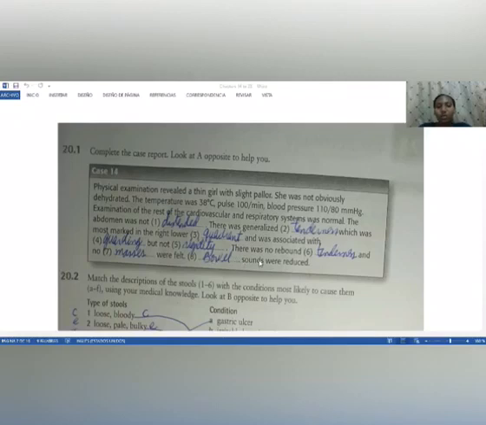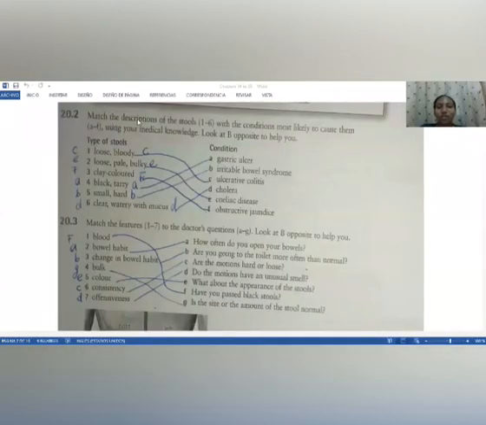Bowel sounds were reduced. Match the description of the stools 1 to 6 with the condition most likely to cause them, A to F, using your medical knowledge. Look at the opposite to help you. Types of stools. Condition. Number 1. Loose, bloody. Letter C. Ulcerative colitis. Number 2. Loose, pale, bulky. Letter E. Celiac disease.